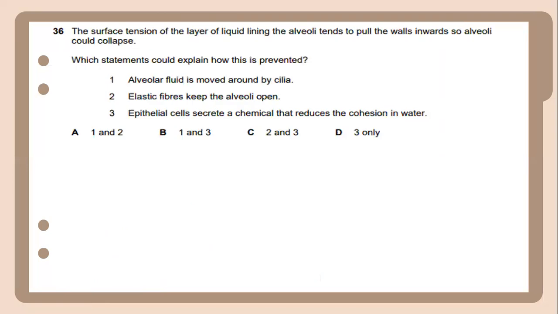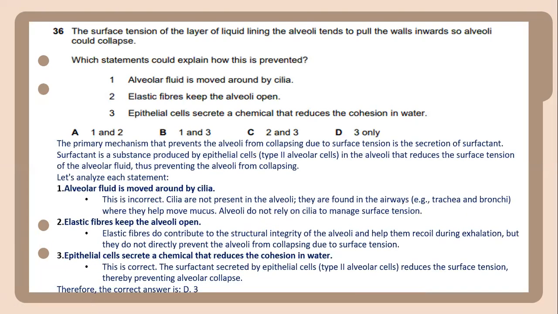The surface tension of the layer of liquid lining the alveoli tends to pull the wall inward, causing alveoli to collapse. Which statement would explain how this is prevented? So the answer will be the epithelial cells secrete a chemical that reduces the cohesion in water, which is the surfactant secreted by epithelial cells, type 2 alveolar cells, reducing the surface tension, thereby preventing alveoli from collapsing.